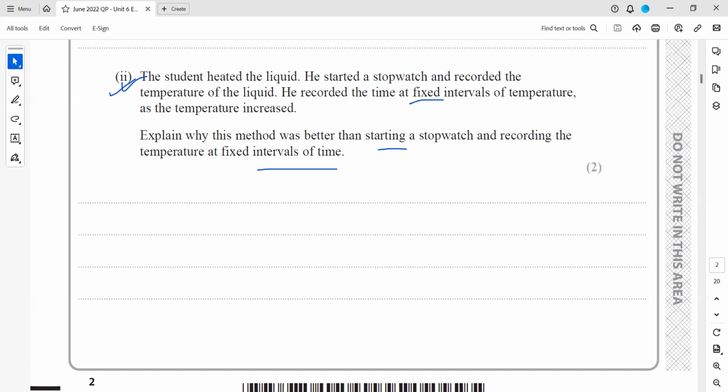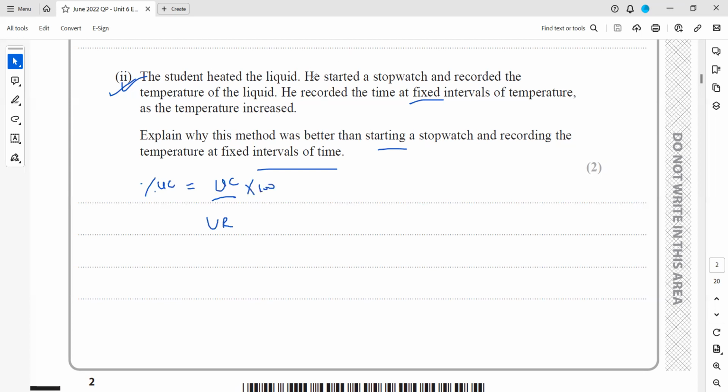What will be the advantage in this case? As you can see, the resolution of a stopwatch is better than the resolution of a thermometer. The smallest value the thermometer can record is 5 degrees, as compared to the smallest value which can be recorded using a stopwatch, which will be much smaller. Therefore it will have a smaller percentage uncertainty. Because what is percentage uncertainty? The percentage uncertainty is uncertainty divided by value recorded, times 100.